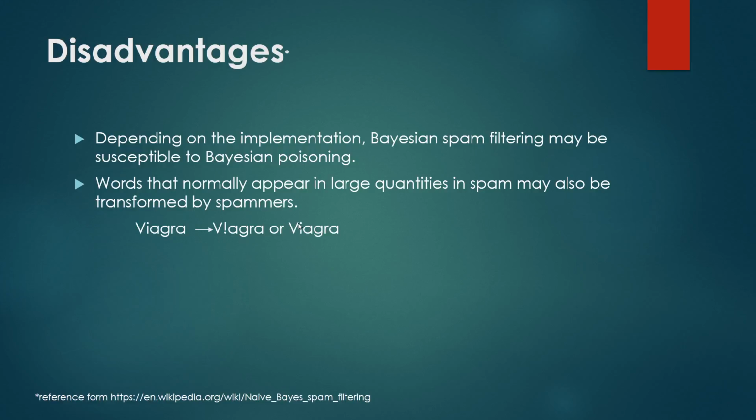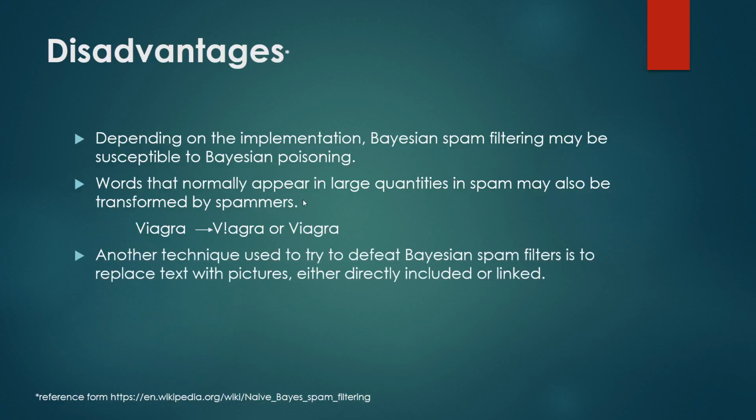For example, the word "Viagra" would be replaced with this one or this one. In the spam message, the recipient can still read the changed word, but each of these words is met more rarely by the Bayes filter, which hinders the learning process. As a general rule, this spam technique doesn't work very well, because the derived words end up recognized by the filter just like the normal ones. Another technique used to try to defeat Bayes spam filters is to replace text with pictures, either directly included or linked.